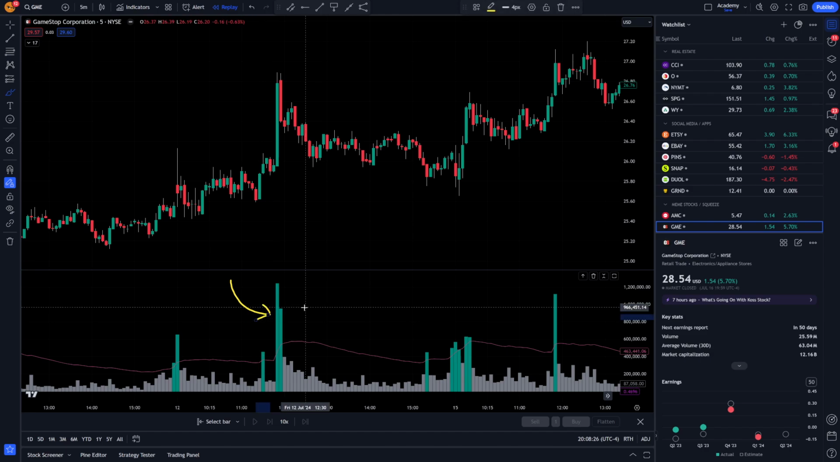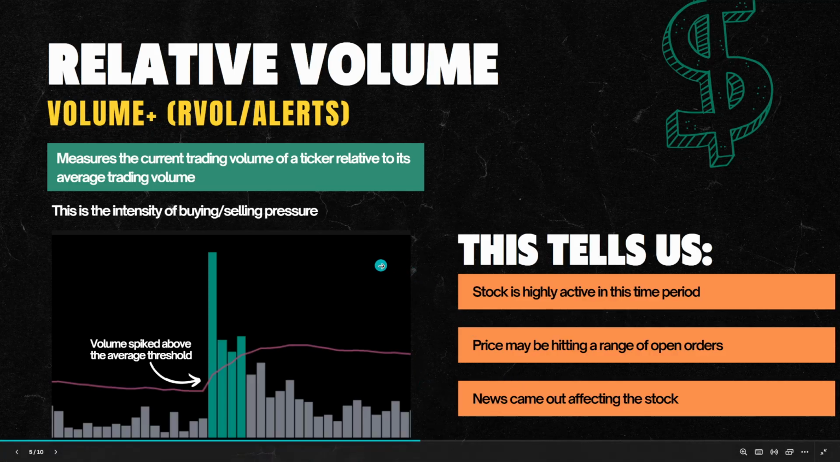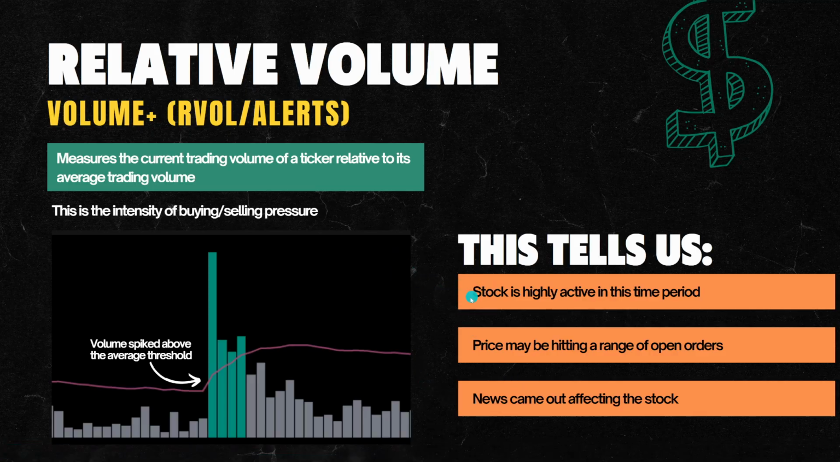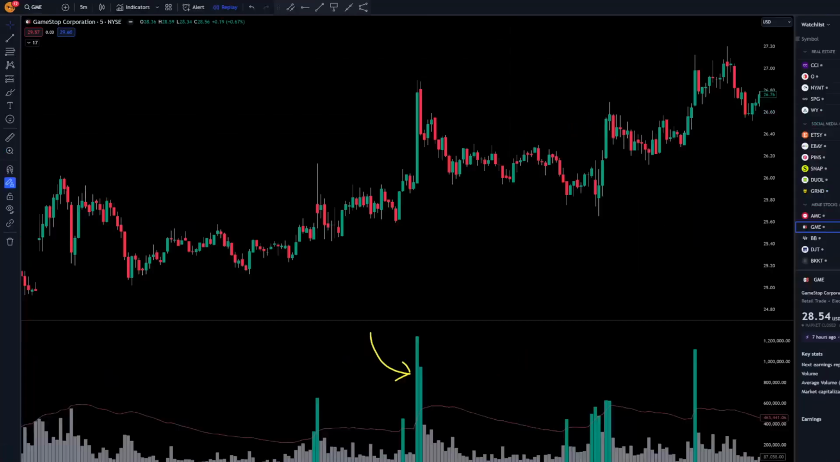So, what does that tell us? Well, we would be looking at one of these three things. It's either that the stock is just simply highly active in this period. It may be hitting a range of open orders like support or resistance. Or one thing I forgot to mention on this slide is that it could be just a big buyer, like a huge whale just dropped a position. That is also possible, and that can draw our attention to it as well. Or it can be news that came out that is affecting the stock, right?